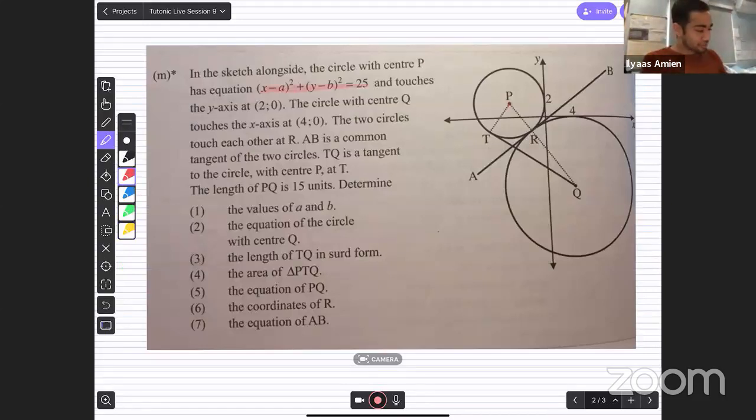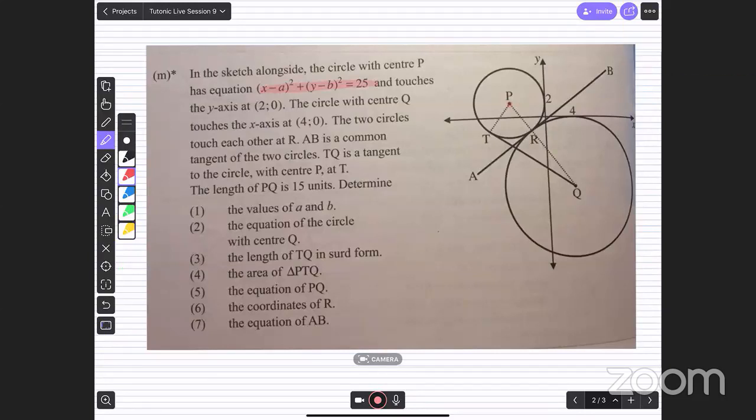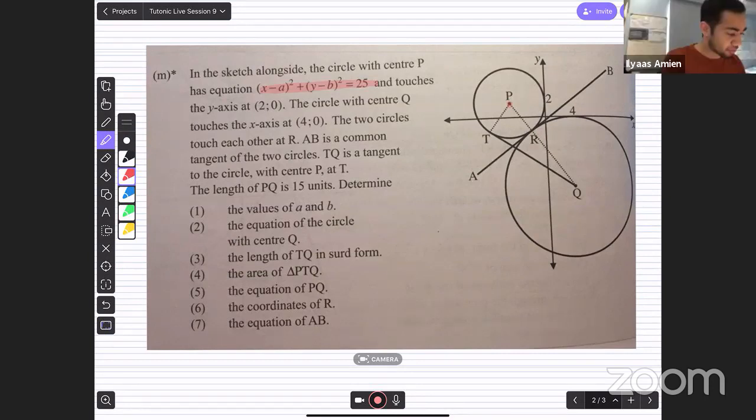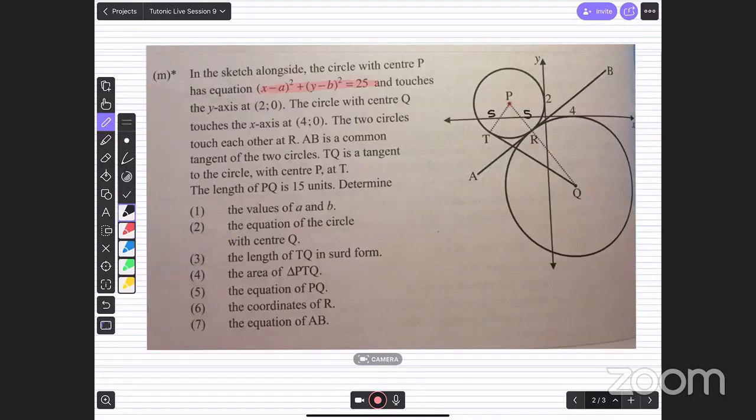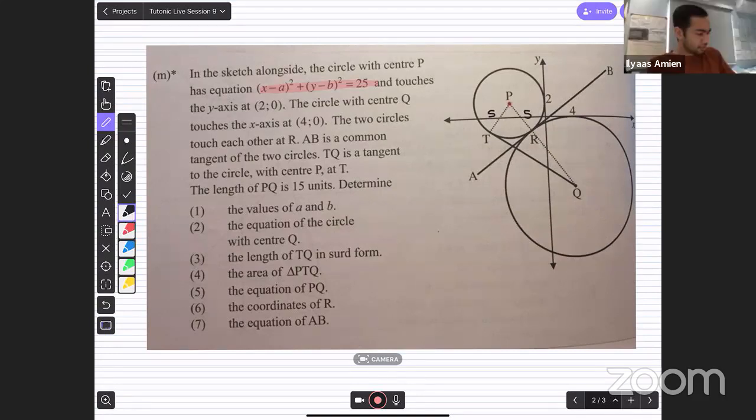Center P, equation. What do you guys know about this circle? The center is P, and the radius is 5. Great. So PT is 5. And PR is? Also 5. And then they say it touches the y-axis at 2.